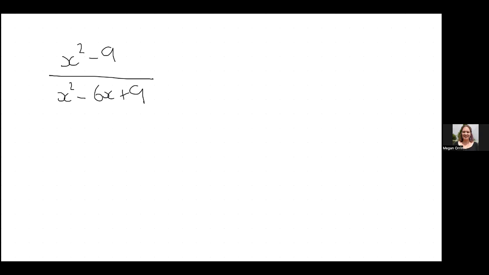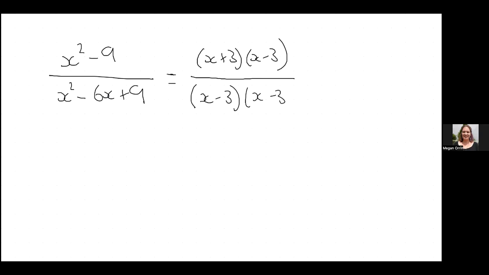I'm going to think of the top and the bottom as different things for now. How can I factorize the top? Good. This is DOPS, right? Something squared minus something squared. This is x plus 3, x minus 3. Remember the DOPS pattern? This is x squared minus 3 squared. How do I factorize the bottom? Good. They're both minus 3. The 2 numbers that add to the middle and multiply to the last are both minus 3.